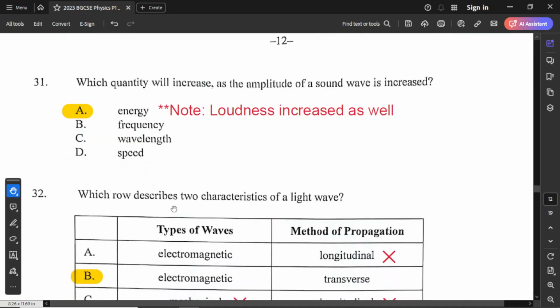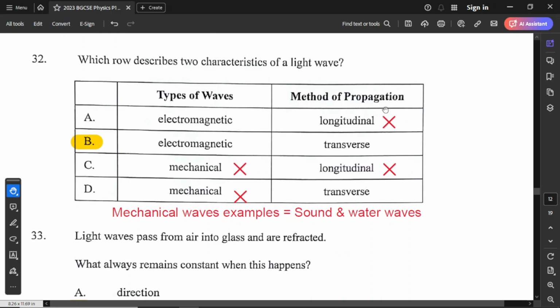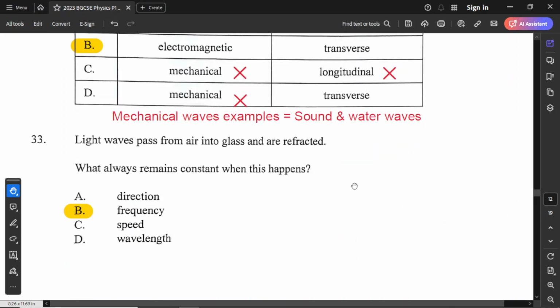Now 32: which rule describes two characteristics of a light wave? Light can never be longitudinal, so anything with longitudinal will be out. Light is an example of a transverse wave. It is also electromagnetic. So B is the correct answer: it's both electromagnetic and transverse. It's not mechanical. Examples of mechanical waves are sound and water waves, because vibration is like a mechanical movement of something.